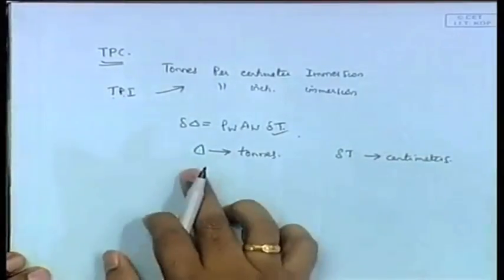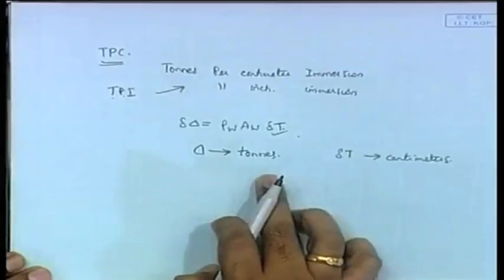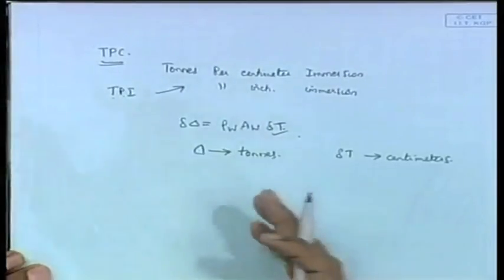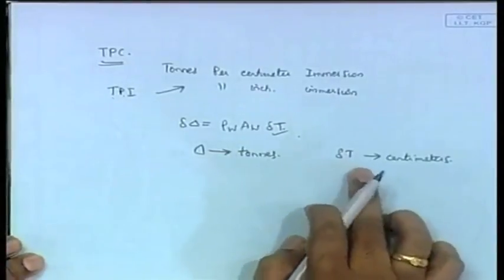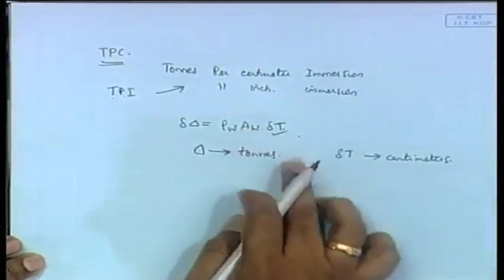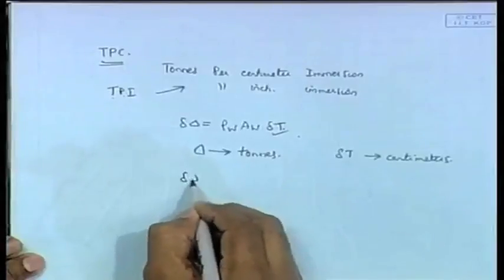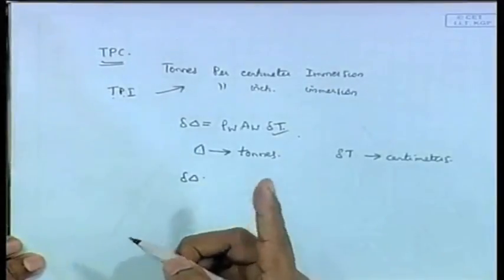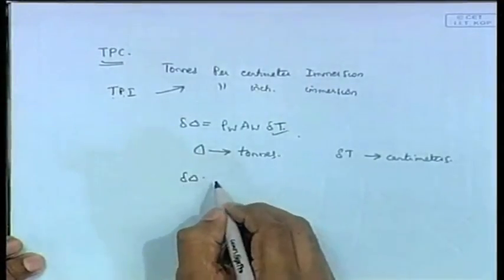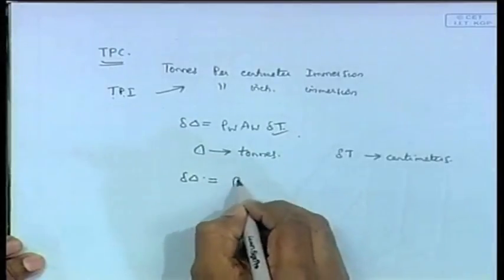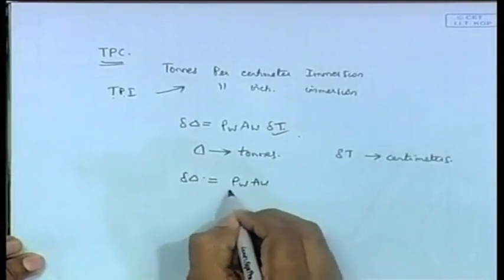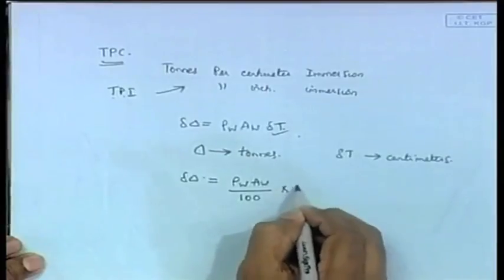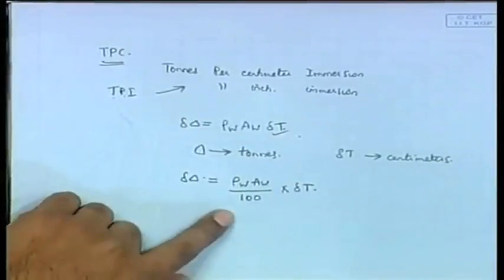We measure delta in tons. Always, the weight of a ship you never tell in kilograms, you always talk about it in tons because it is easier, it is that huge a quantity. Then delta t is given here in centimeters. So, once you convert it to SI units, you will get delta equal to this, to do that with tons and centimeters.